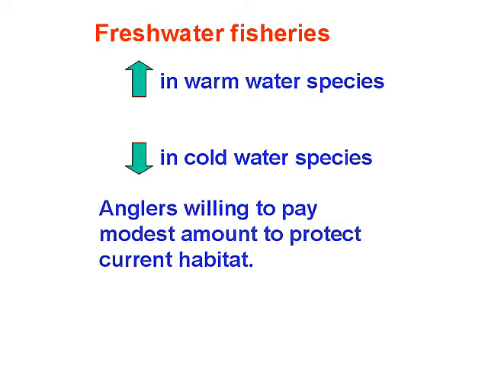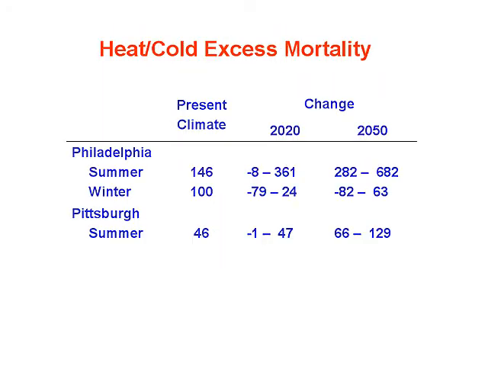We also looked at the potential for health impacts, as I indicated earlier. This shows some data for two of the urban areas in the Mid-Atlantic region. We have it for some other urban areas as well. And the interesting thing is that we currently have excess mortality in our large urban areas as a result of heat waves in the summertime and as a result of cold waves in the wintertime. And those numbers are likely to go up.